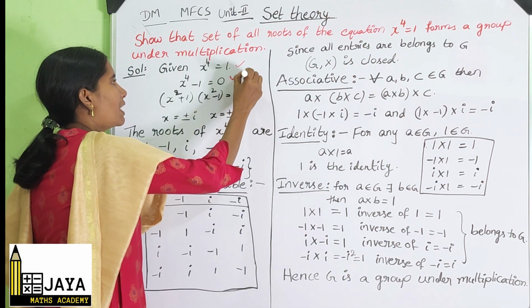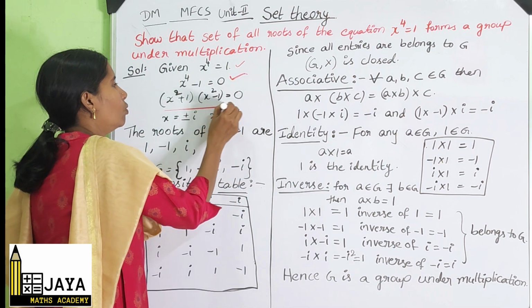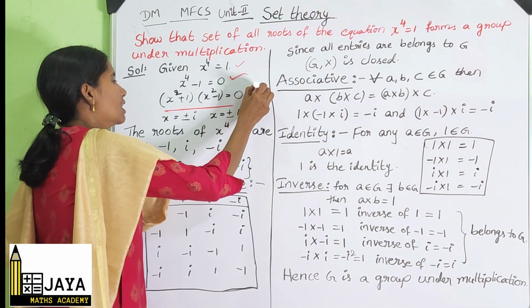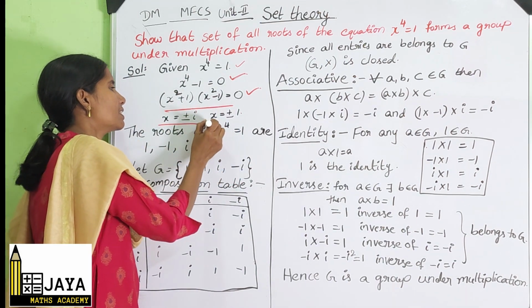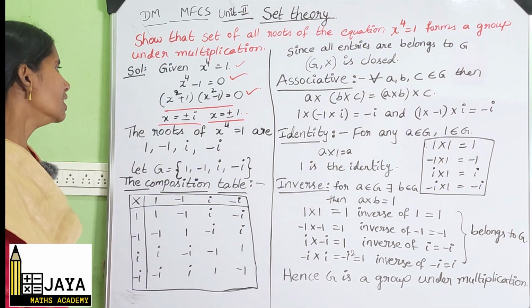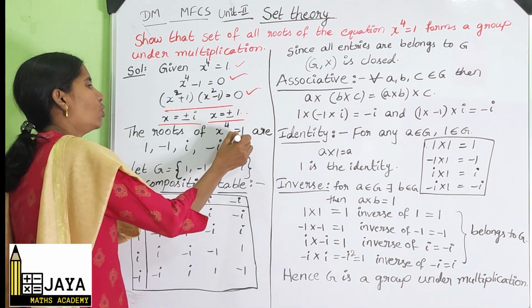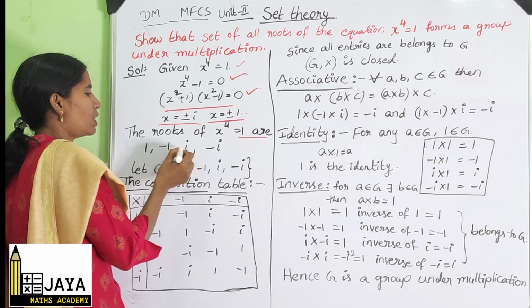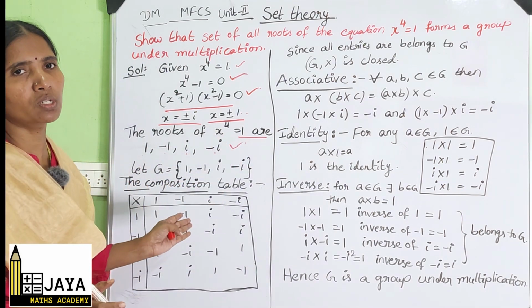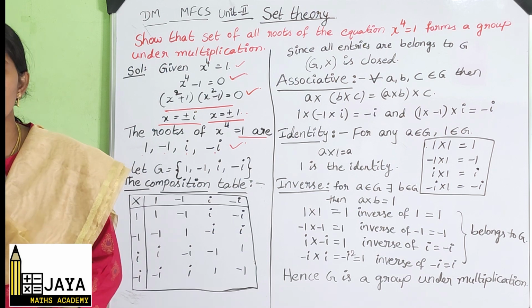x power 4 minus 1 is equal to 0. We can write this as x square plus 1 into x square minus 1 is equal to 0. x is equal to plus or minus i, and x is equal to plus or minus 1. So the roots of x power 4 is equal to 1 are 1, minus 1, i, minus i. 4 roots we got. So the set of these 4 roots satisfies the group properties.